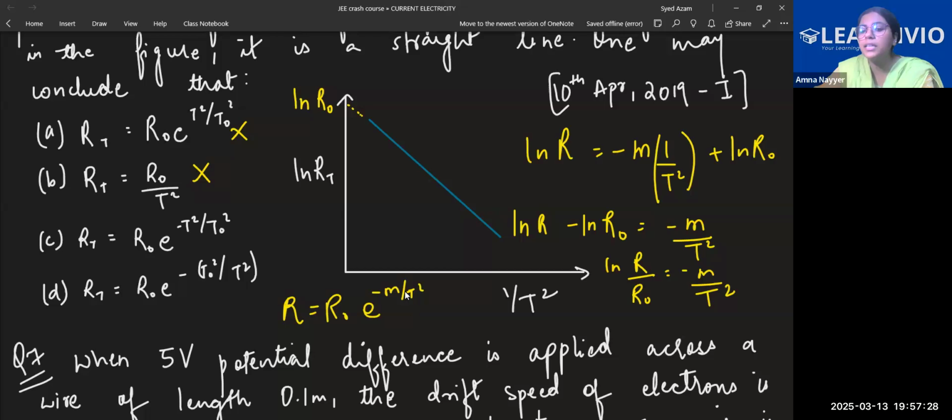T square is coming in the denominator of the power. So this will also be invalid. Answer is option D. So more than your physics, this was a question from your maths, but you need to just match on the things. Whatever you are getting, you need to match with the options.